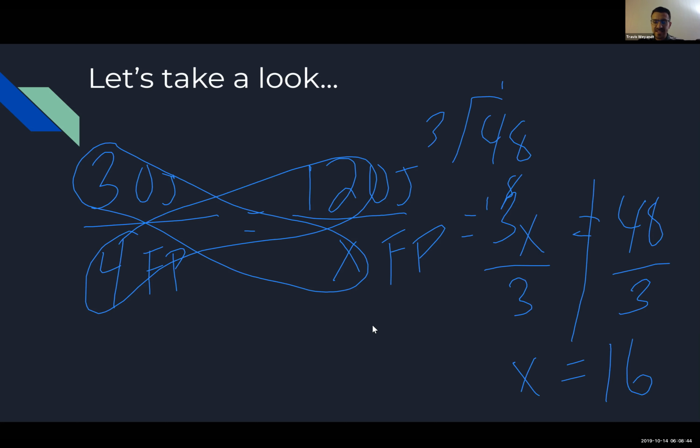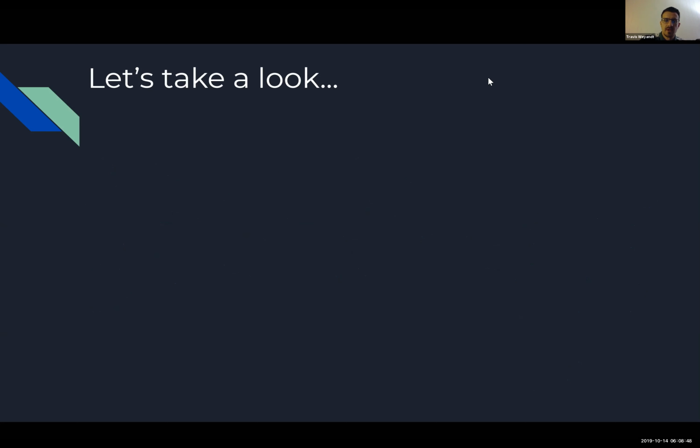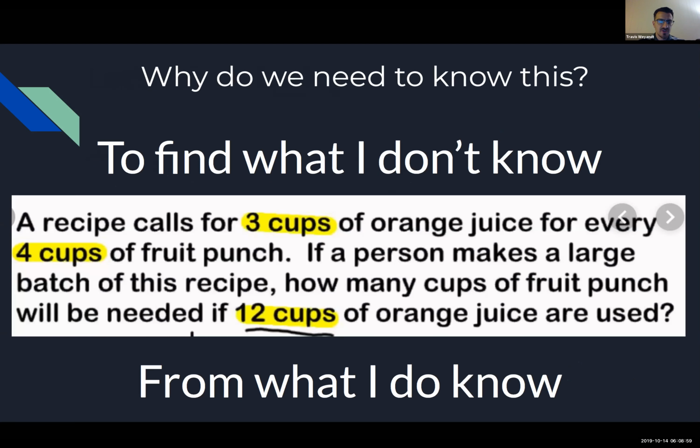So 16, if we go back to our problem, we would say that the recipe would call for 16 cups of fruit punch to make those 12 cups of orange juice, to enlarge or make this batch of recipe larger.